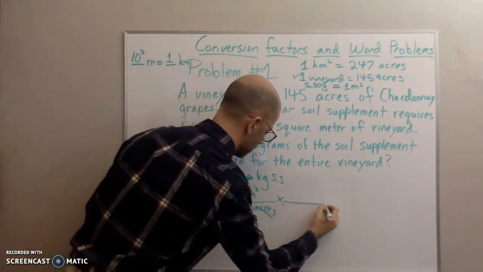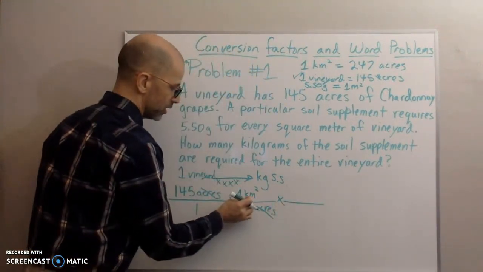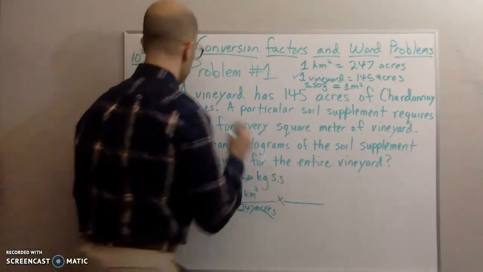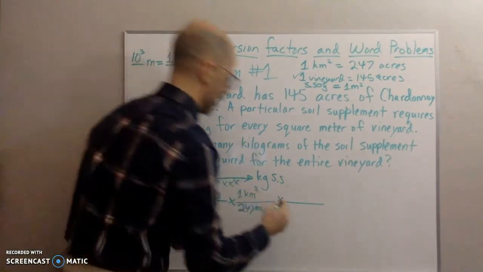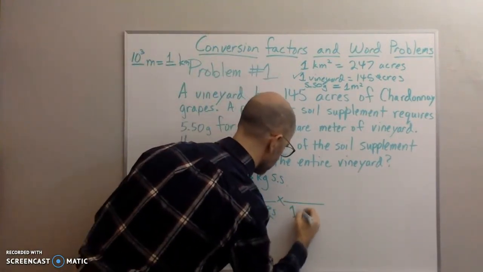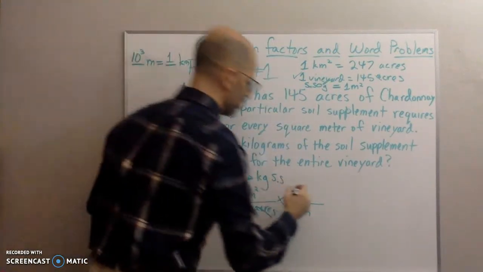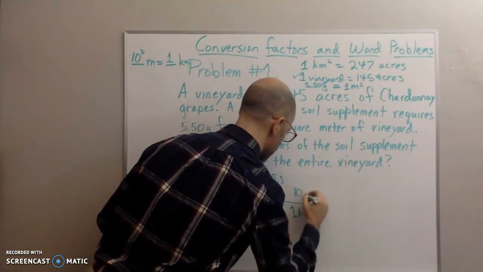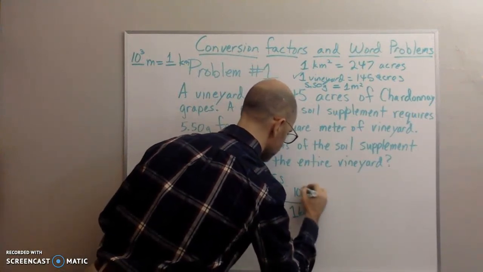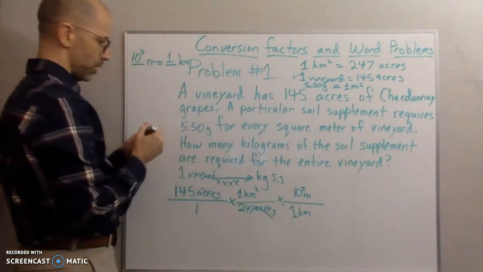So here I have kilometers on the top. I'm going to put kilometers on the bottom. So 1 kilometer, and then the 10 to the third meters goes on the top. So 10 to the third meters.